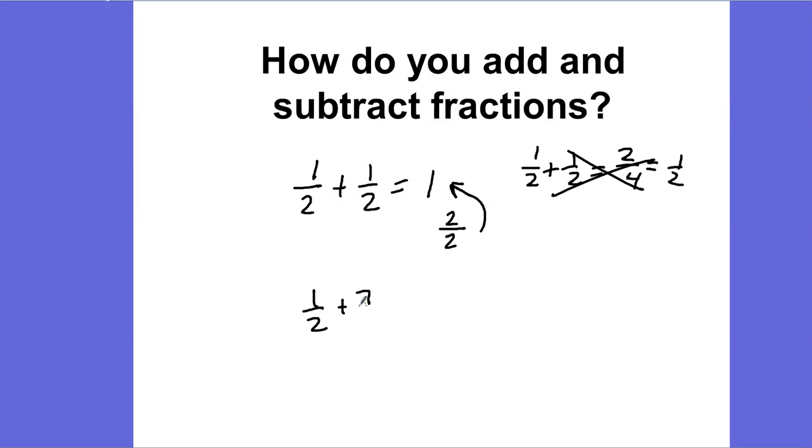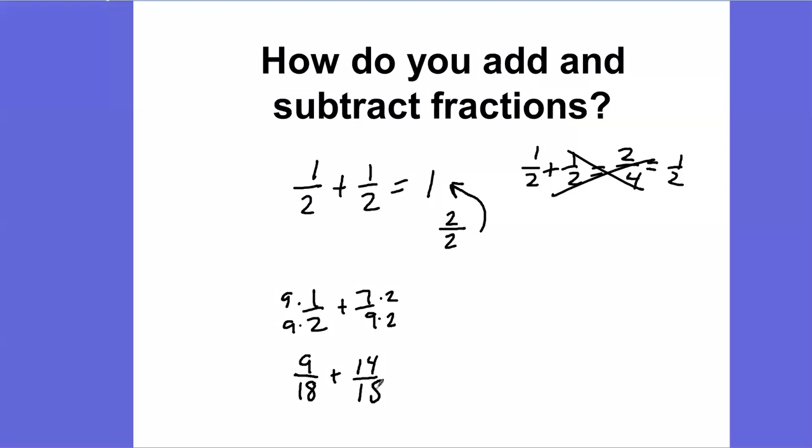What if I add 1/2 plus, I don't know, 7/9? Now on this one, I do not have common denominators, so I would want to get a common denominator. And between 2 and 9, my least common denominator would be 18. So I'm going to rewrite 1/2 as 9/18. And this fraction here, 7/9, I'm going to multiply top and bottom by 2.